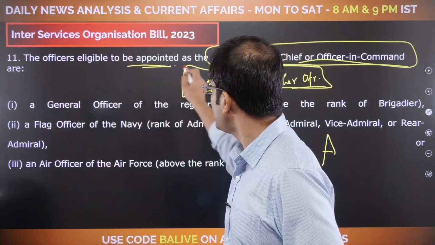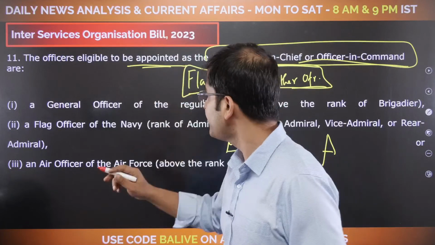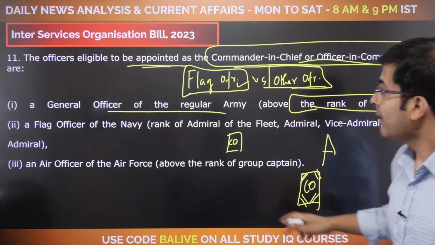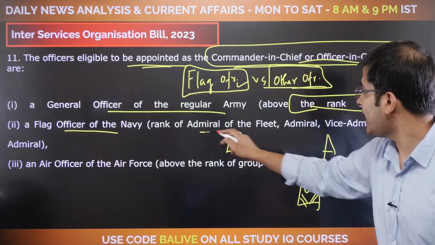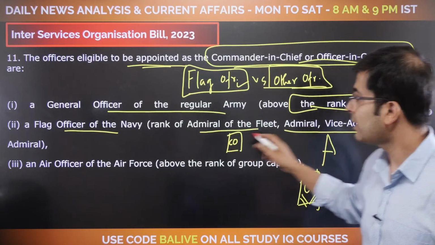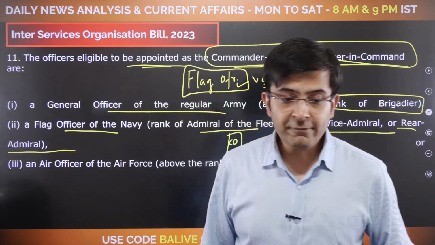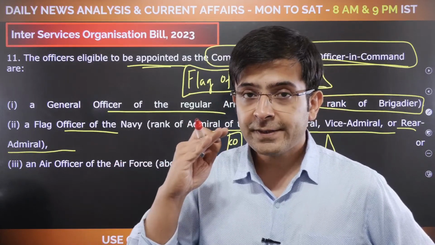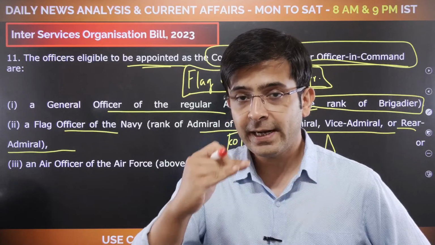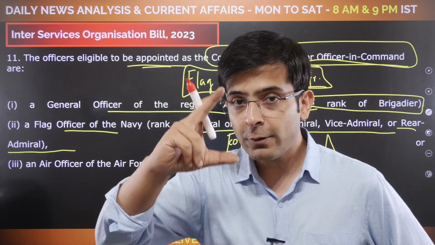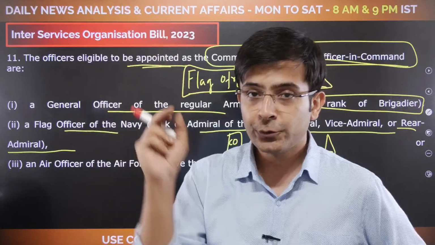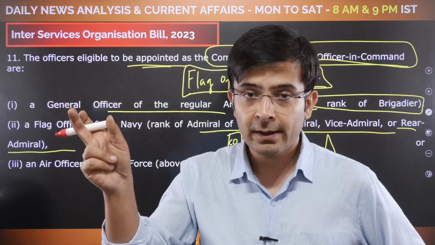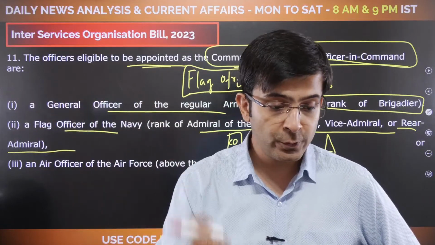So, who is eligible to be appointed as the commander-in-chief? The general officer of the regular army above the rank of brigadier. Flag officer of the navy, in the rank of admiral of the fleet, admiral, vice admiral or rear admiral. Please have a basic idea of the ranks. Start from, say, the Indian Army, Indian Air Force, Indian Navy, and go through and have a look at how the career progression happens, so that you can draw equivalents: okay, the Army's brigadier, what is it in the Navy and the Air Force? Make sure that you know that, guys.